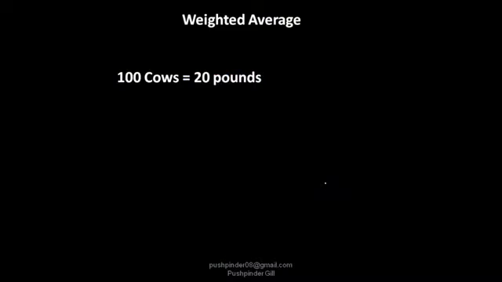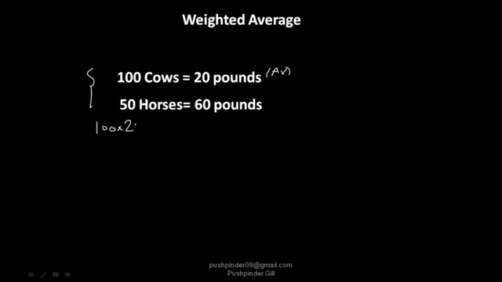If you want to understand it even further, let me give a simple example. Let's say 100 cows on an average weigh 20 pounds. 50 horses on an average weigh 60 pounds. What is the average weight of all the cows and horses taken together? So 100 into 20, that's the total weight of all the cows, plus 50 into 60, that's the total weight of all the horses, divided by 100 plus 50. These are the total number of animals in that farm, right? That would give me the overall average weight of all the cows and all the horses.